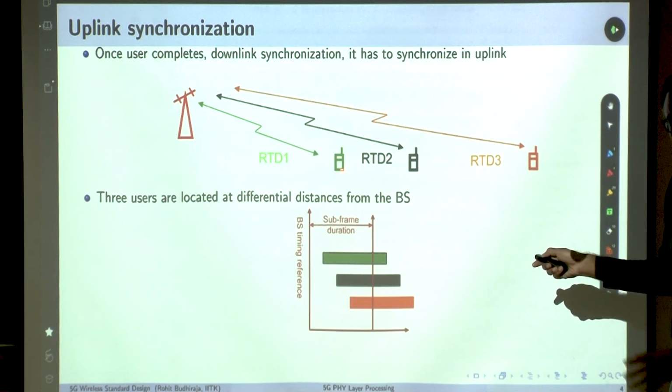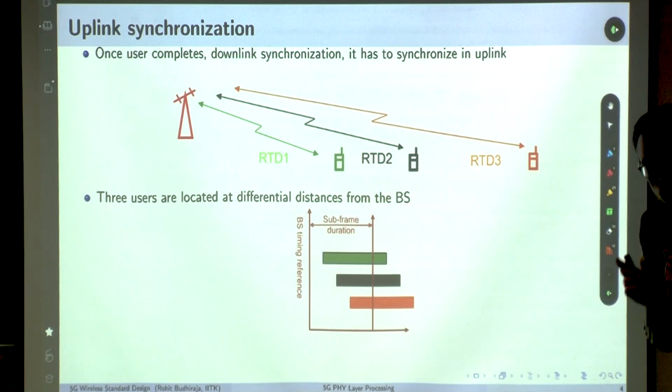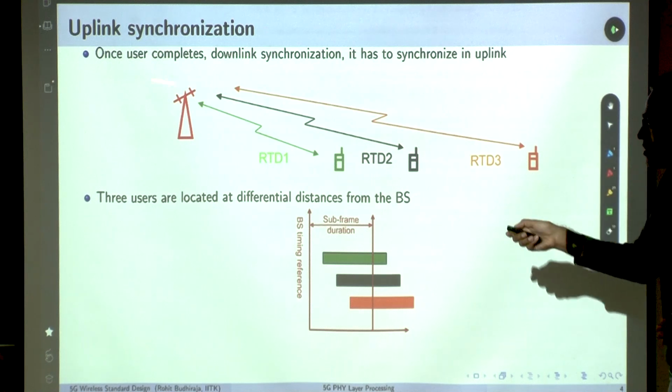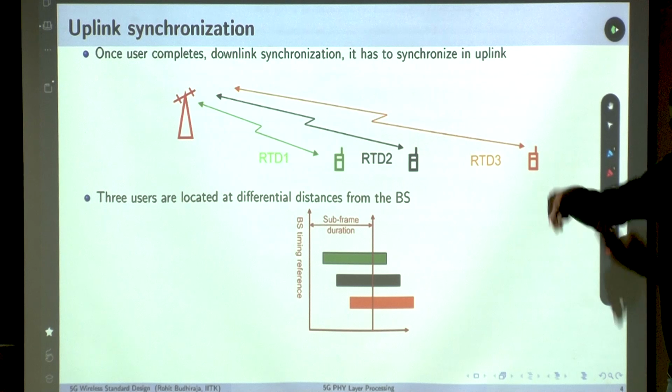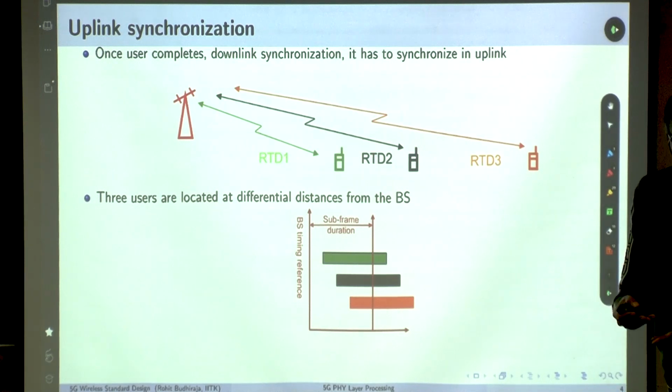But in the downlink it doesn't matter, because each user cares about its own boundary of 1 millisecond. But in the uplink, because of this delay, this plus one more time that delay comes. This is called round trip delay.